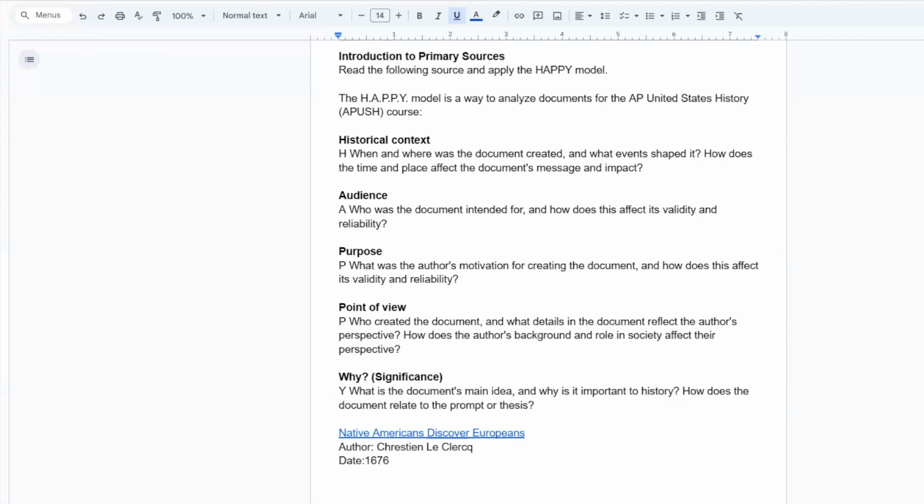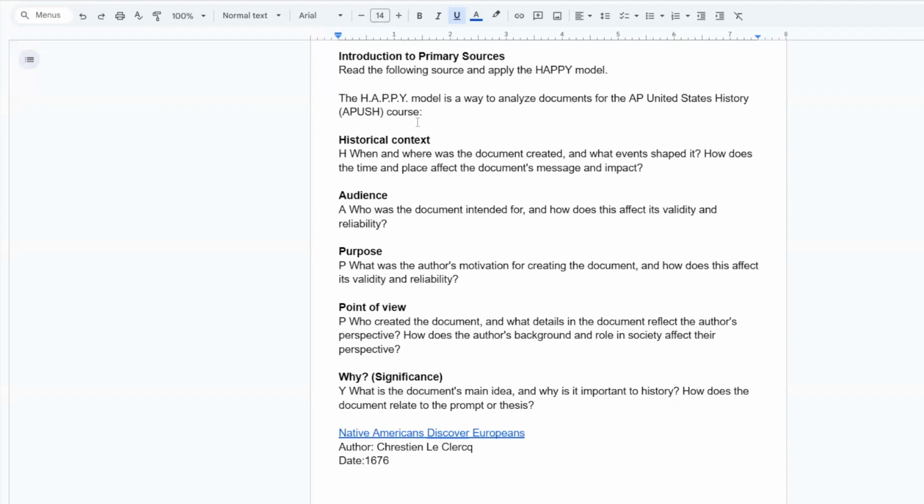And so what the HAPPY model says is when I look at a primary source, one of the things I want to be able to do is figure out the historical context. Remember, context is description, right? So you're kind of describing what's going on around the document, what's going on in that time period, who's involved and what's happening. So when and where was the document created and what events shaped it? How does the time and place affect the document's message and impact? The A stands for audience. Who was the document intended for? If you can identify it, sometimes that's more difficult than you would think.